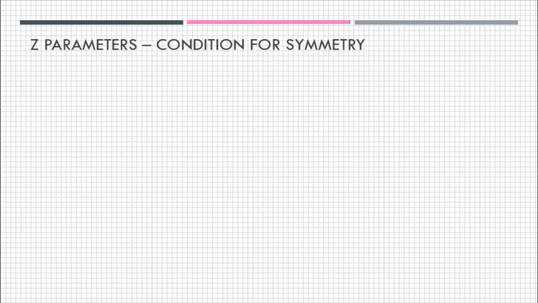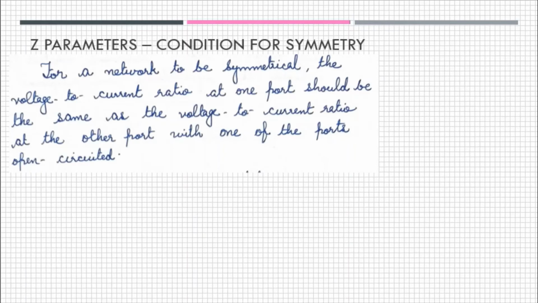Then the condition for symmetry. For a network to be symmetrical, the voltage to current ratio at one port should be the same as the voltage to current ratio at the other port, with one of the ports open circuited. That means if this is a two-port network, this is the input port, voltage V1, current I1. This is the output port, voltage V2 and current I2.